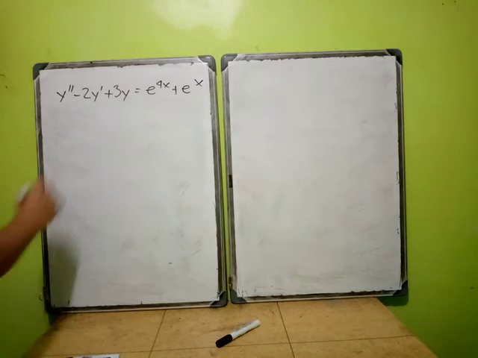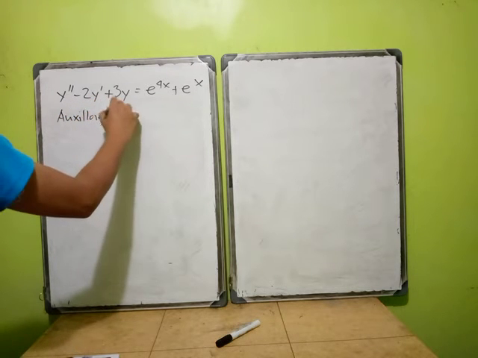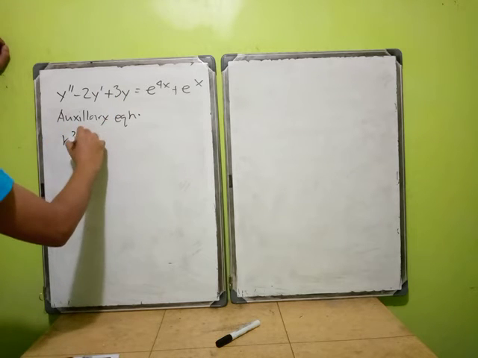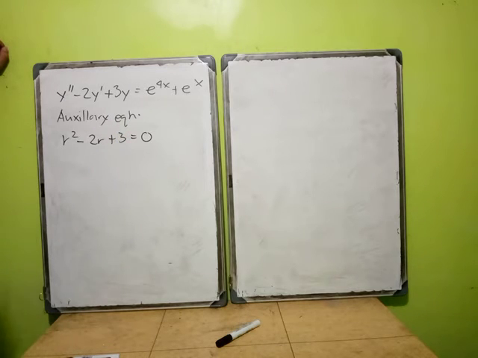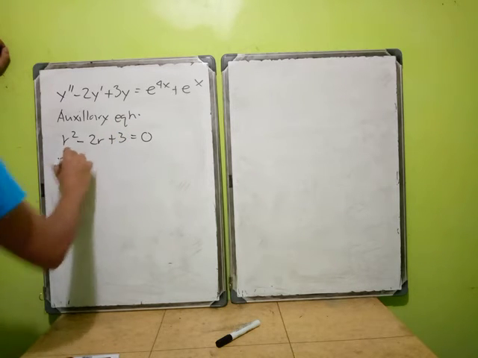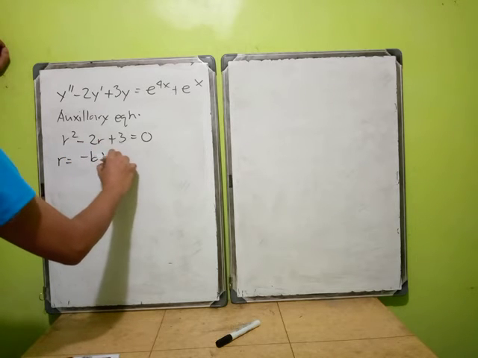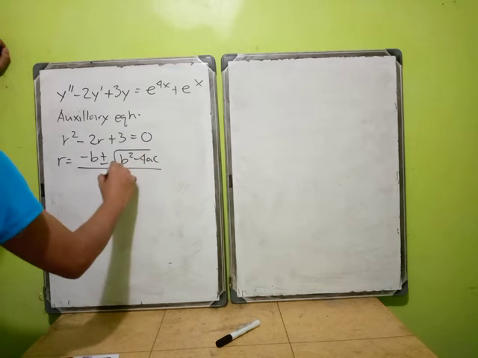Okay. So we get the auxiliary equation as usual. It will be r squared minus 2r plus 3 is equal to 0. In order to be sure, I will apply the quadratic formula directly, over 2.